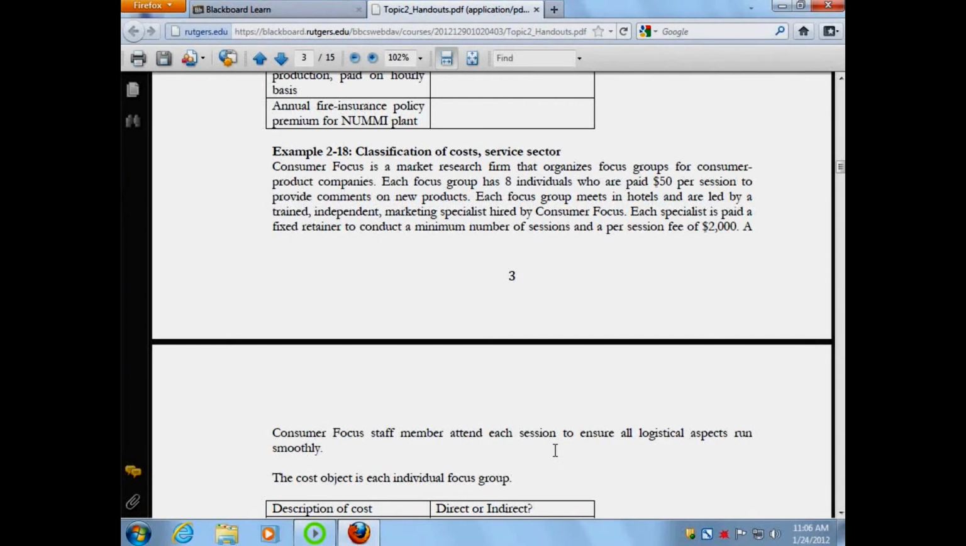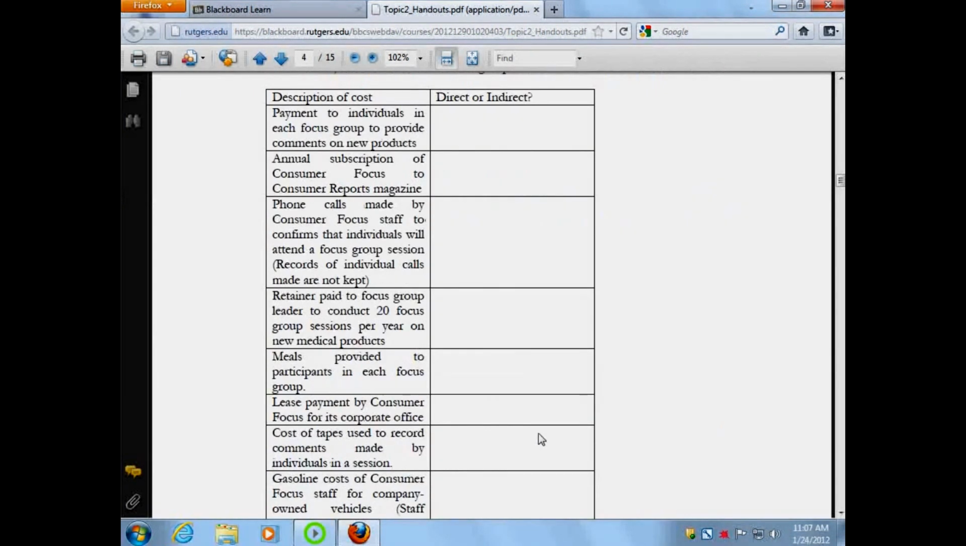A Consumer Focus staff member attends each session to ensure all the logistical aspects run smoothly. Now, what is the cost object? The cost object is each individual focus group. So let's assume that Consumer Focus runs, say, 100 focus groups every month. We are looking at one particular focus group. You can imagine it to be the focus group for some company, for Apple, for iPad, or something that makes it easier for you to think about it. So payment to individuals in each group to provide comments on new products, direct or indirect?